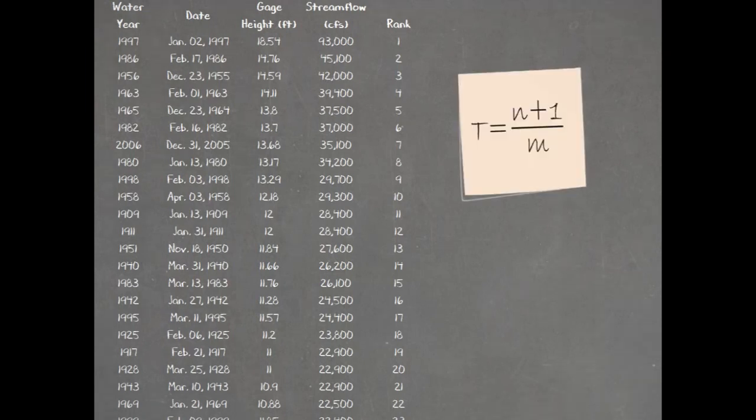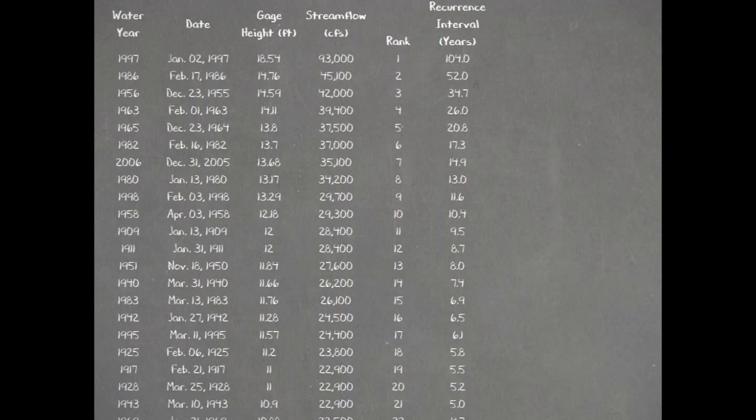Now we'll solve for the recurrence interval. We'll use the Weibull method to do that. In this formula, T is the recurrence interval, N is the number of ranks in the dataset, and M is the rank of the water year. Using this formula, we can find out all of our intervals. Easy, right? Now we'll make a graph.